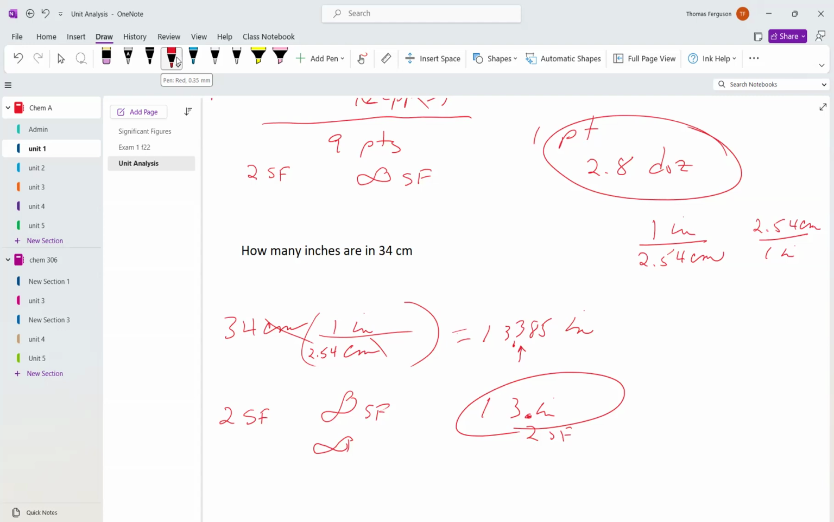It doesn't matter because it's infinite sig figs because it's defined that way. Then it's a good question. If it's not defined, then you have to look at the sig figs of the conversion. Now we're going to have a lot of conversion factors that are not infinite.